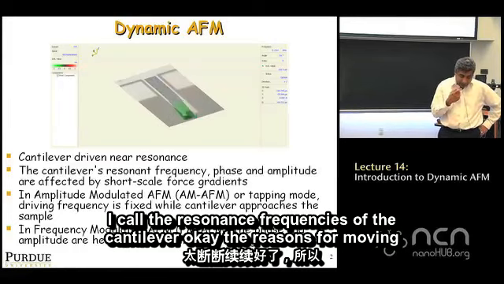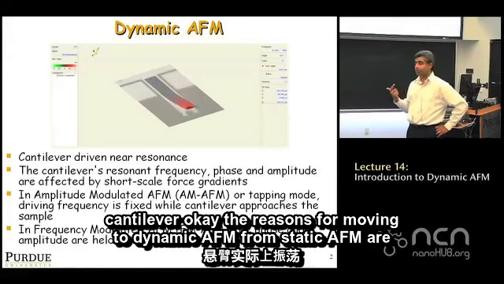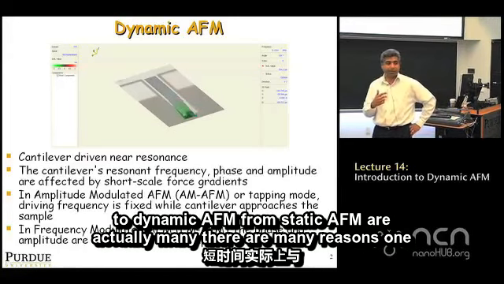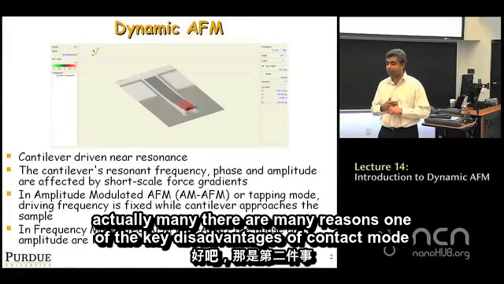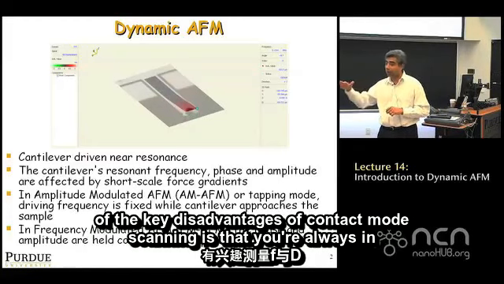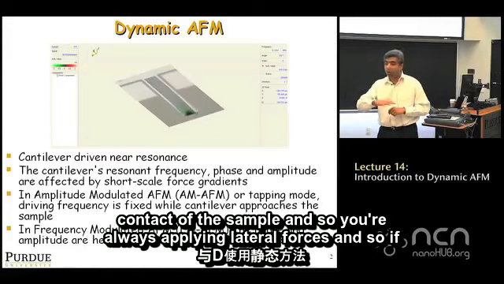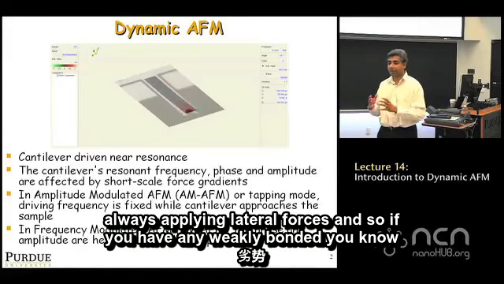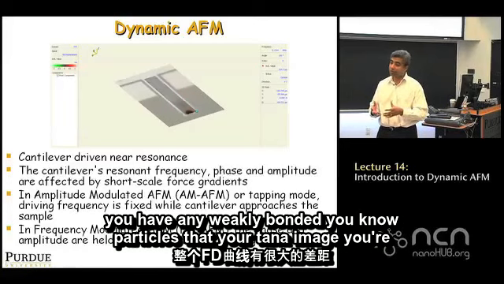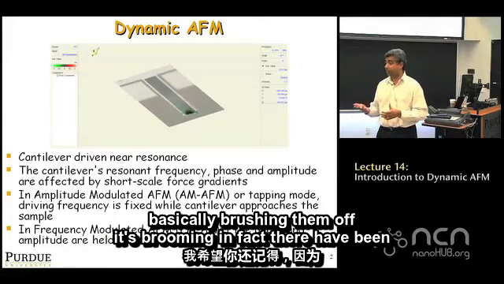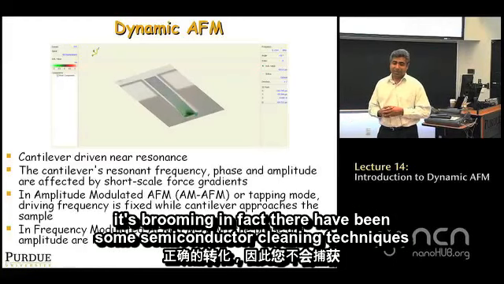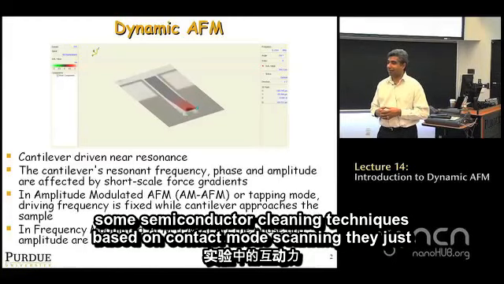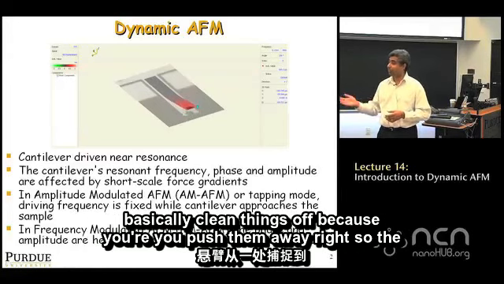The reasons for moving to dynamic AFM from static AFM are actually, there are many reasons. One of the key disadvantages of contact mode scanning is that you're always in contact with the sample, and so you're always applying lateral forces. And so if you have any weakly bonded particles that you're trying to image, you're basically brushing them off. It's brooming. In fact, there have been some semiconductor cleaning techniques based on contact mode scanning. You just basically clean things off because you push them away, right?